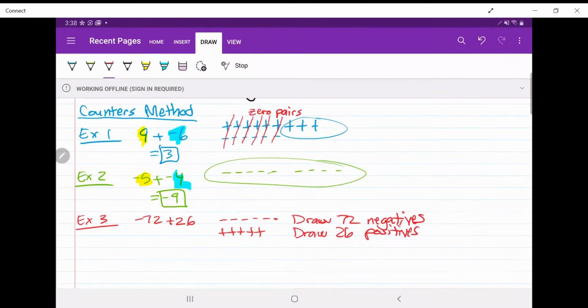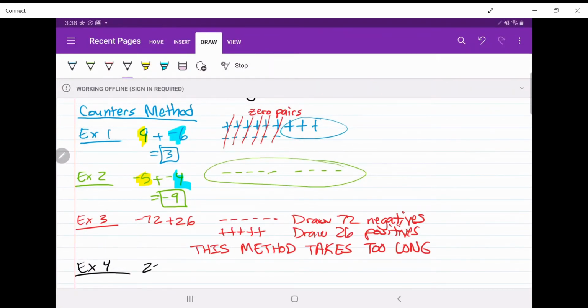So you can tell through the counters method, this method takes too long. So you definitely don't want to use the counters method when you have large numbers. It's not going to be effective. It takes too long. Let's try another example.